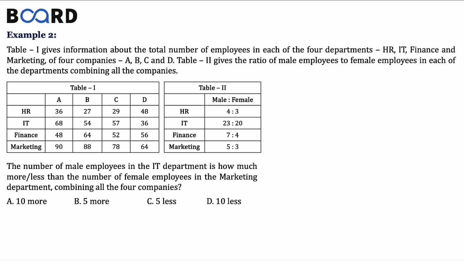So that gives us the total number of employees in each and every department of 4 companies A, B, C, D. The second table gives the male to female ratio of the entire HR group combining all the 4 companies, which means in case of HR, if I add up all the values 36, 27, 29 and 48, I'll get a total value. That one, when distributed in the ratio 4:3, will give me how many male HRs are there and how many female HRs are there in all the companies put together. But we do not need that.